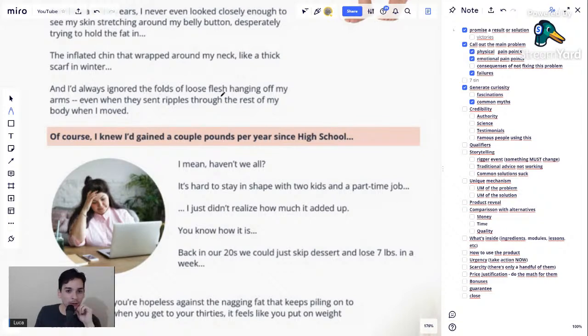I ignored the loose flesh hanging off my arms, even when they sent ripples to the rest of my body when I moved.